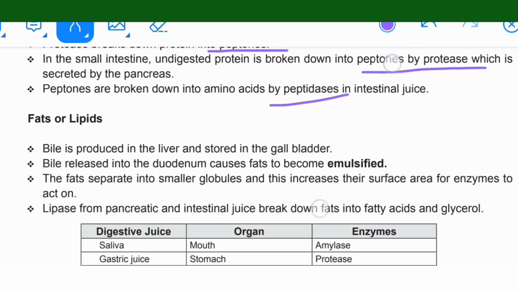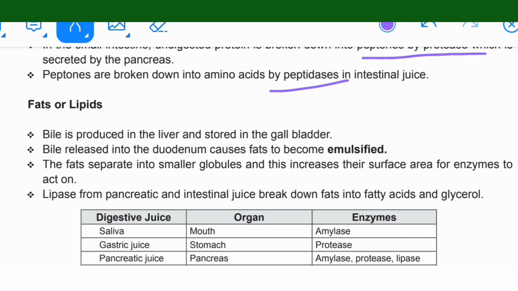Then we move to fats or lipids. So bile is produced in the liver and it is stored in the gallbladder.